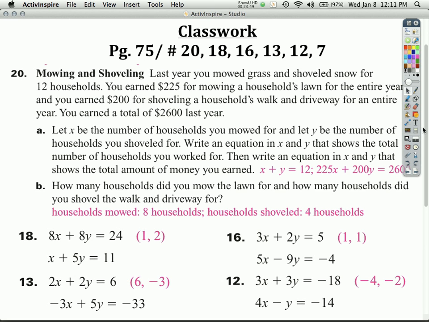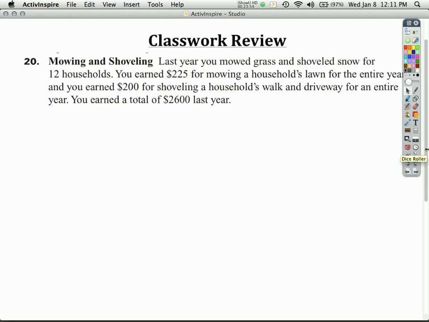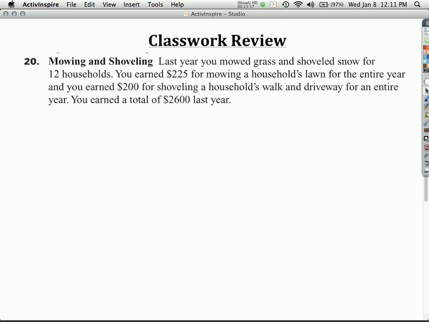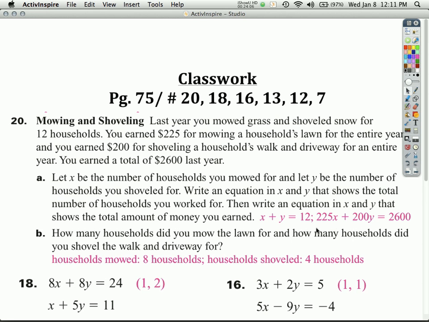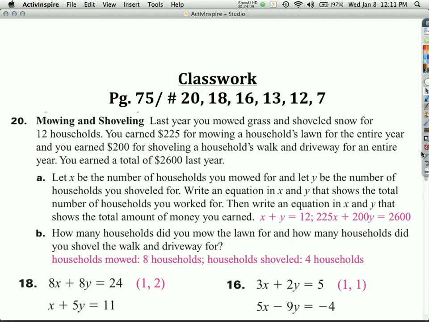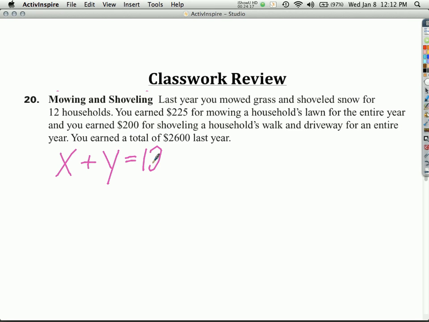Okay. Good. So let's start with number 20. So Brandon, is your question about constructing the system, or is it about solving the system, or both? Solving the system. So you had the same system. Okay. So the system was x plus y equals 12, 225x plus 200y equals 2600.